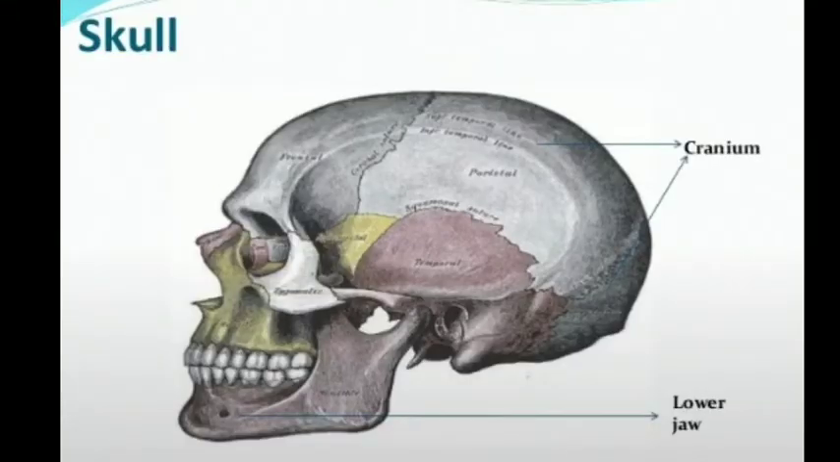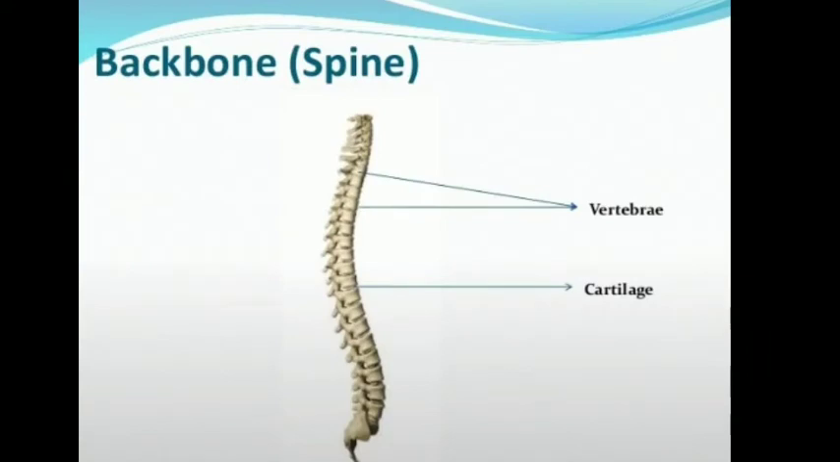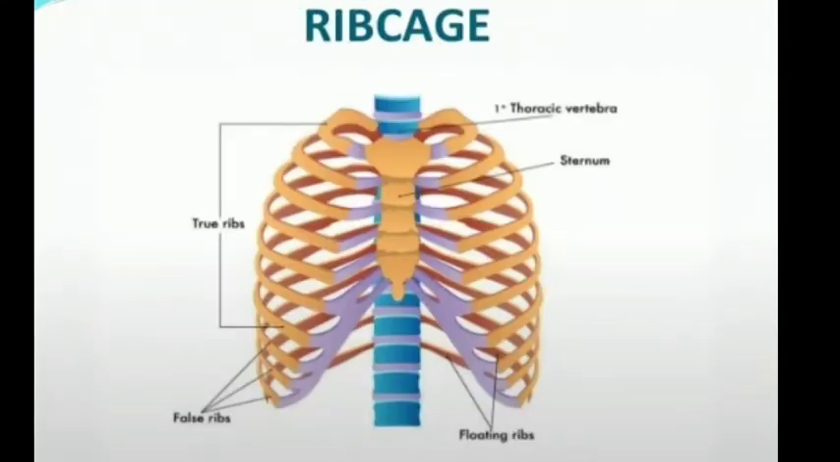Let's start with the skull. The two parts of the skull, that is cranium and the lower jaw. Here the cranium is the bony part and it is immovable, and the lower jaw is a part which is movable. Next is spine. The spine is composed of several small bony structures. They are known as vertebrae, and inside the vertebrae there is cartilage. Due to the presence of cartilage, the spine is flexible.